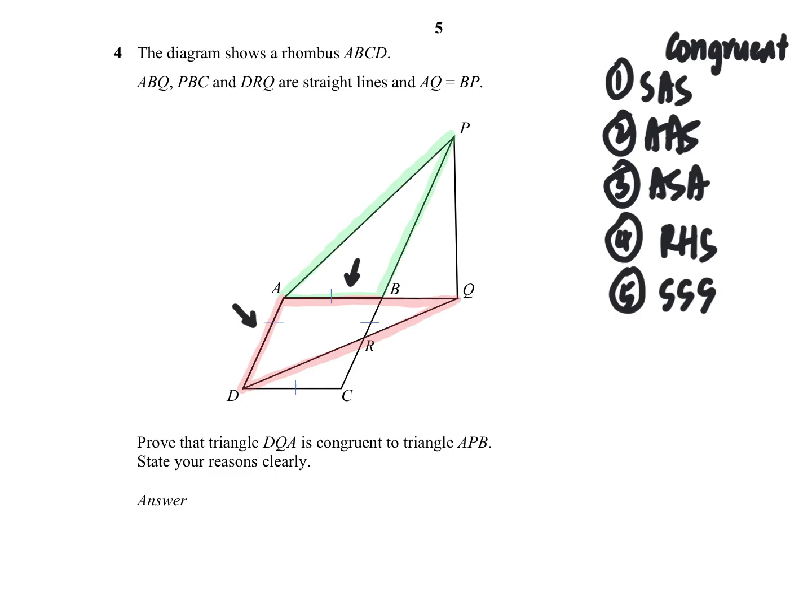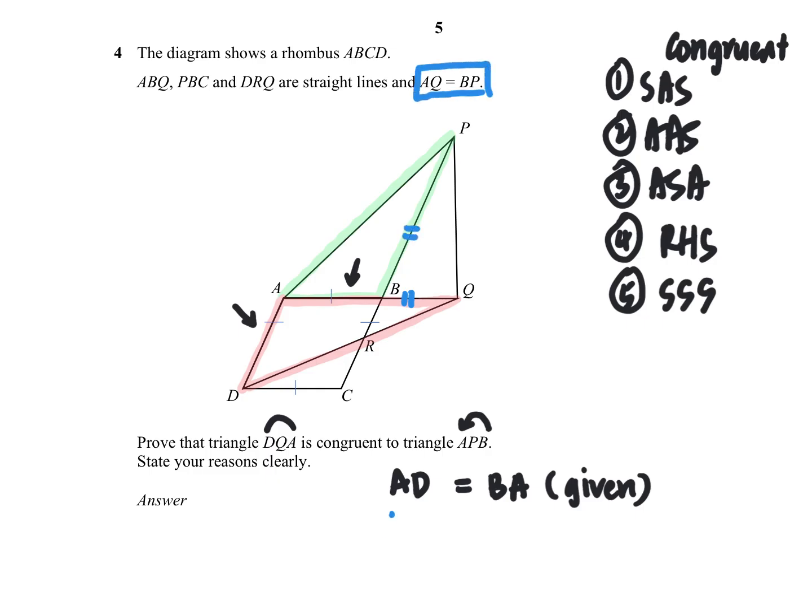So if the first triangle you write AD, then it must be equals to BA. You must write in the same order. So this is given. The diagram give you already. They are the same. Next length that is equal is this one. Your AQ and your BP. Question give it to you. So you can also write that down.